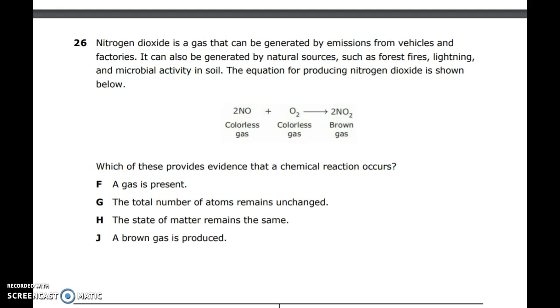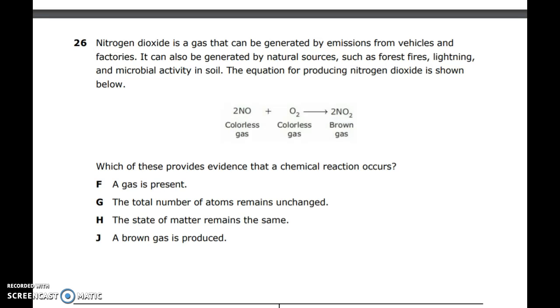26. Nitrogen dioxide is a gas that can be generated by emissions from vehicles and factories. It can also be generated by natural sources such as forest fires, lightning, and microbial activity in soil. The equation for producing nitrogen dioxide is shown below. Which of these provides evidence that a chemical reaction occurs?